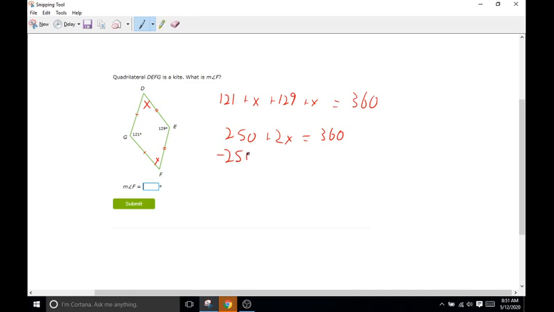Okay, we will subtract 250 from both sides. And that is going to leave us with 2X equals 110. Now to get the x by itself, you're going to divide both sides by 2. So we're left with x equals 55. Okay, so each of these angles is going to be 55, meaning F is going to be 55.